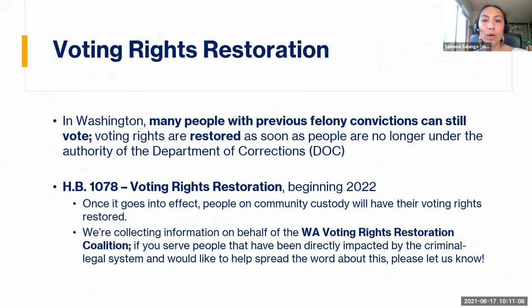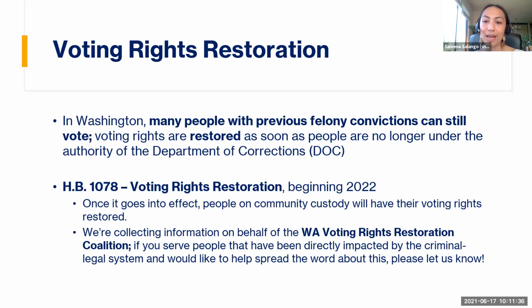And I just wanted to also talk about voting rights restoration. We are part of a broad statewide coalition called the Washington Voting Rights Restoration Coalition. It is a coalition led by currently and formerly incarcerated people. And through their leadership, we worked and were able to pass House Bill 1078 in this past legislative session. It's a really, really incredible bill.